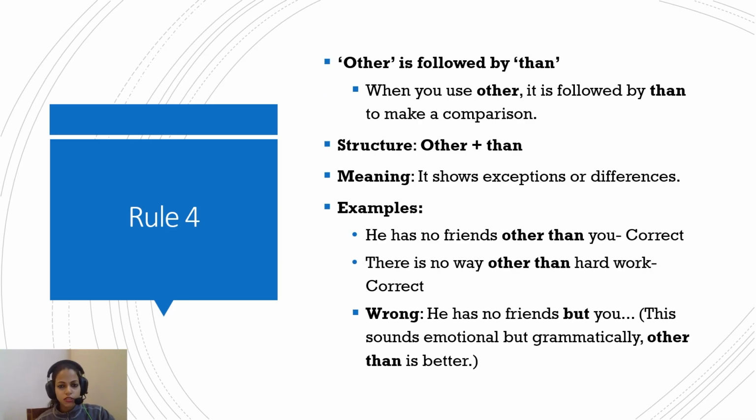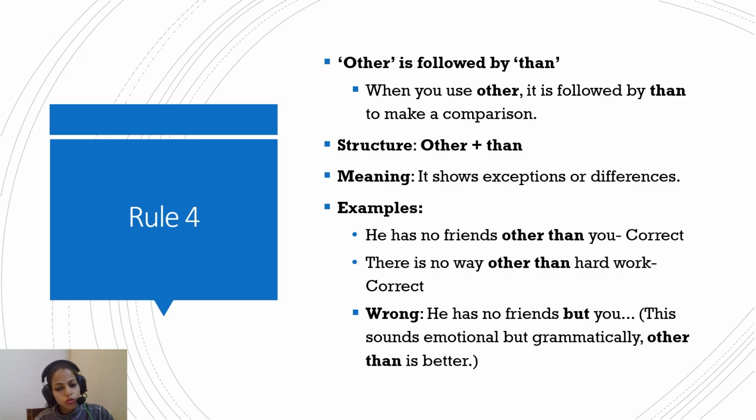Now the word other. Other is always followed by than. When you use other, it is followed by than to make the comparison. So it shows an exception or difference. He has no friends other than you. So here the word other has to be followed by than. Okay. So he has no other friends, just you. You are that person who is his friend. So other than. There is no way other than hard work.